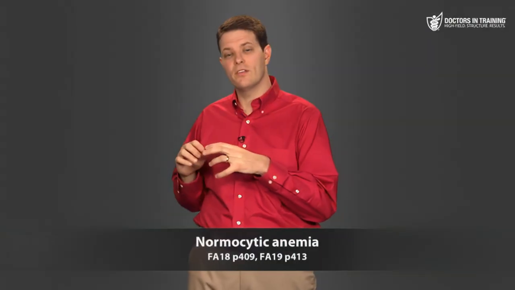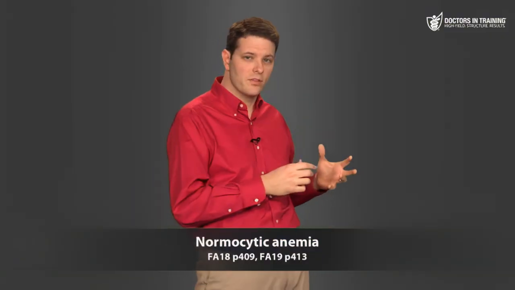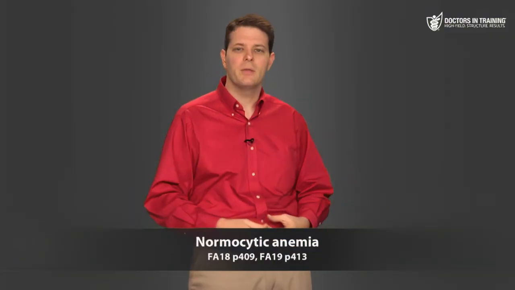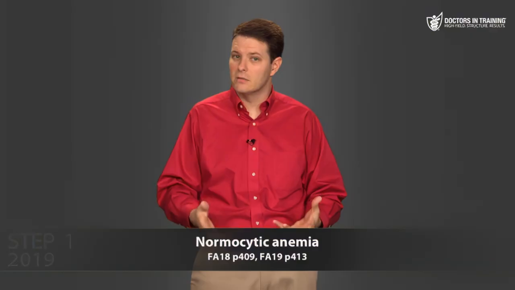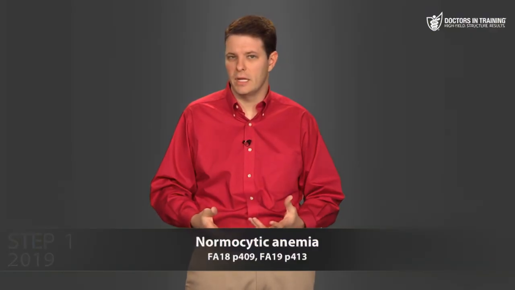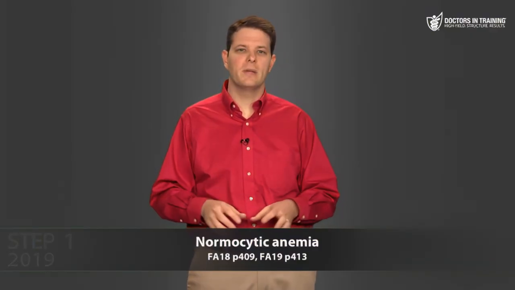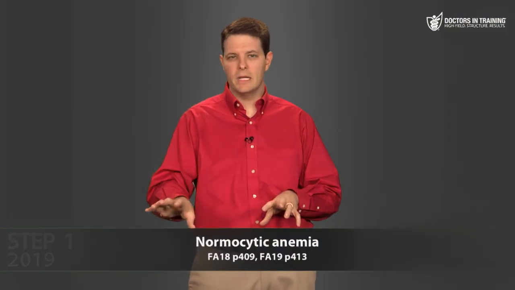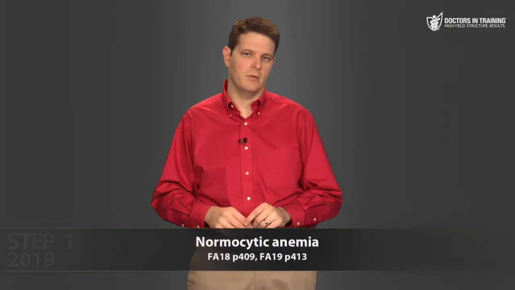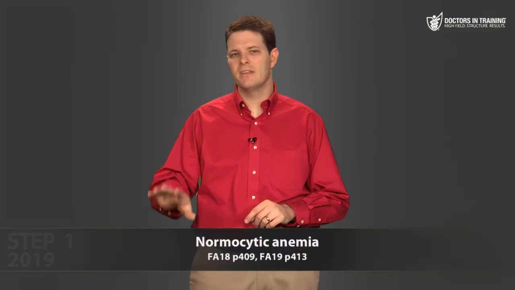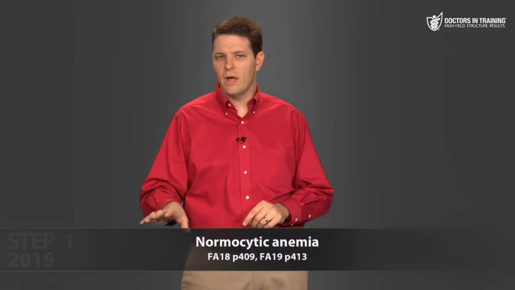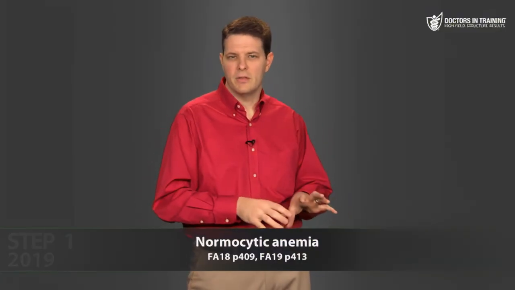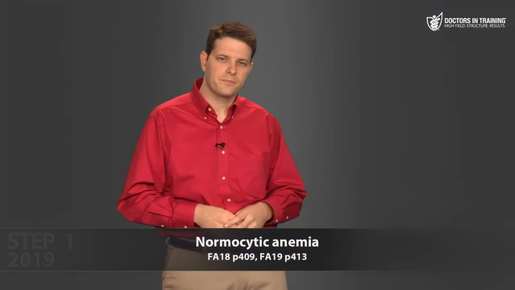So we've talked about red cells that are too small. We've talked about red cells that are too big. So what about anemia where the cells are just right? Well, that's called normocytic anemia. You can split normocytic anemia into two major groups, hemolytic anemias and non-hemolytic anemias. We're going to talk about the hemolytic anemias in the next video. But for now, let's just talk about the non-hemolytic anemias. And that differential is pretty short.